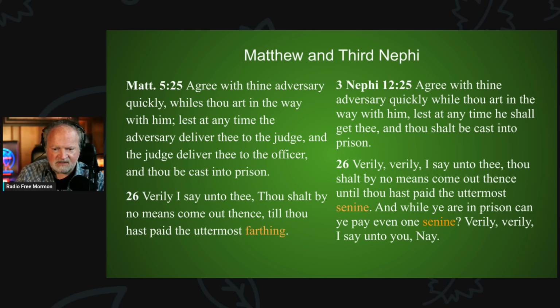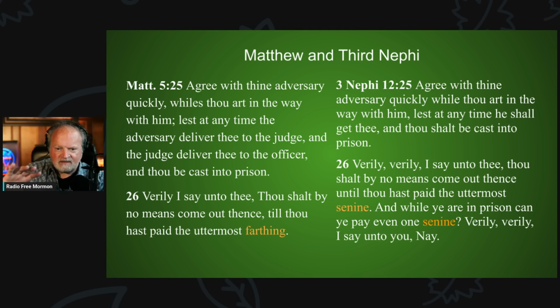So the problem is that even though the Book of Mormon substitutes a Book of Mormon monetary unit, a senine, instead of a farthing, which is a good thought, the problem is that the unit is far too big because this unit represents, remember, the day's wage for a judge.